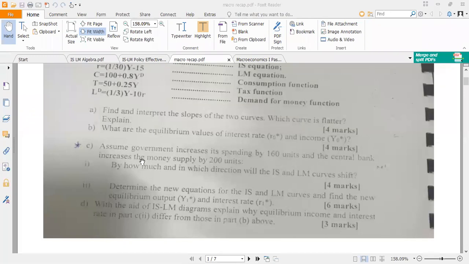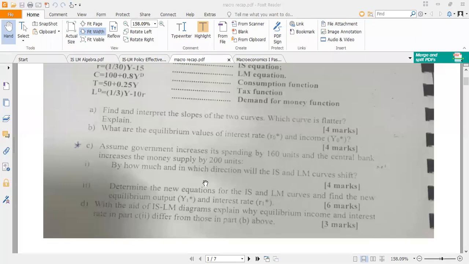Let me read it. Assume that government increases its spending by 160 units, and the central bank increases the money supply by 200 units. By how much and in which direction will the IS and then the LM curves shift? So this is the mistake that we did with the first one, though that one they didn't ask for this.